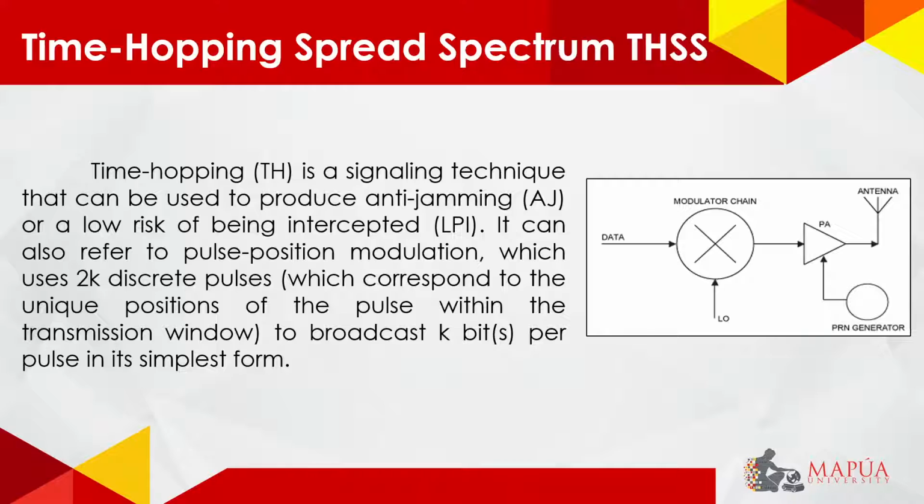Next, we have time hopping or THSS. It is a signaling technique that can be used to produce anti-jamming or AJ or a low probability of being intercepted. It can also refer to pulse position modulation, which uses 2^K discrete pulses to broadcast K bits per pulse in its simplest form.